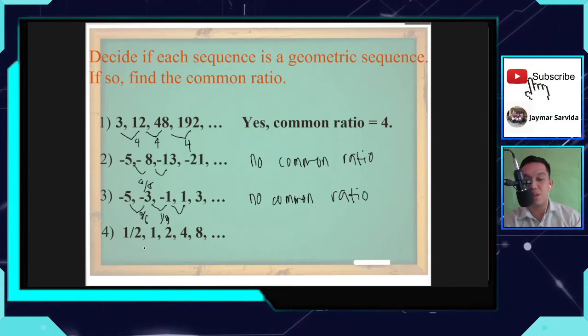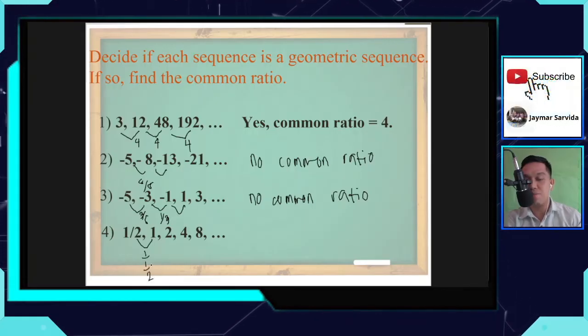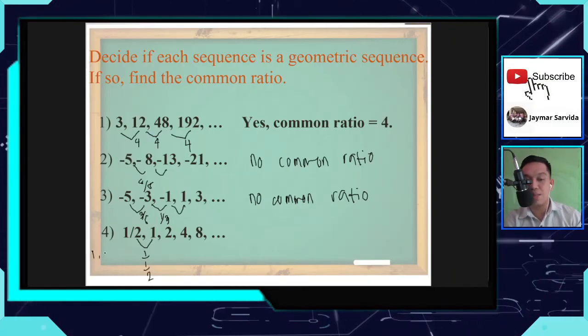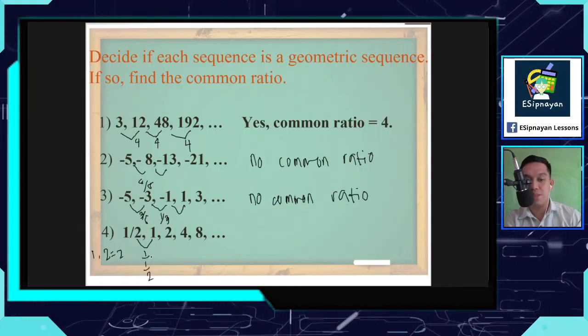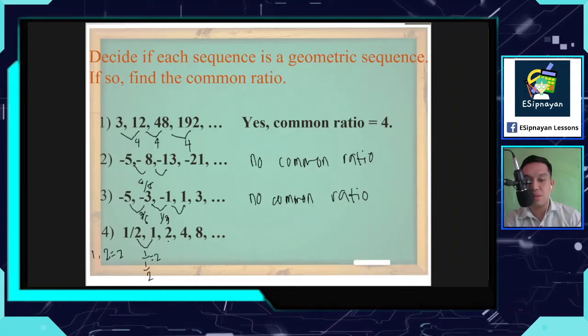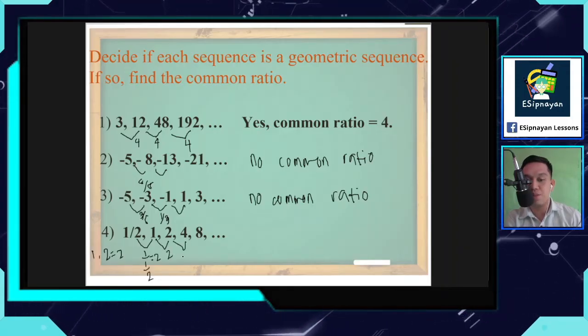Okay, what about in example number 4? Tingnan natin kung mayroon ba siyang common ratio. Okay, so 1 divided by 1/2. So 1 divided by 1/2 is equal to, i-multiply lang natin yan, 1 times 2 equals 2. So therefore, 1 divided by 1/2 is 2. Then 2 divided by 1 is 2. 4 divided by 2 is 2.